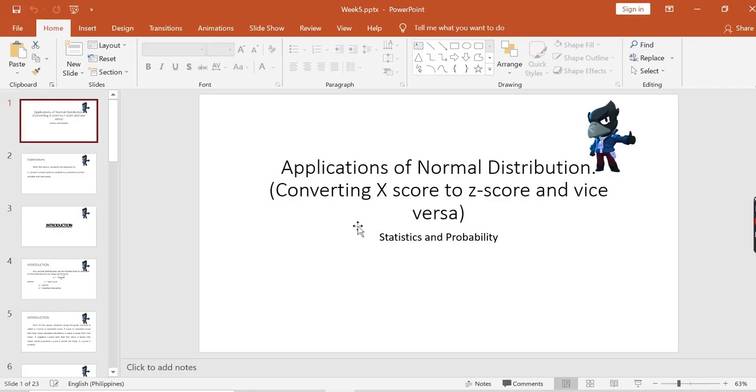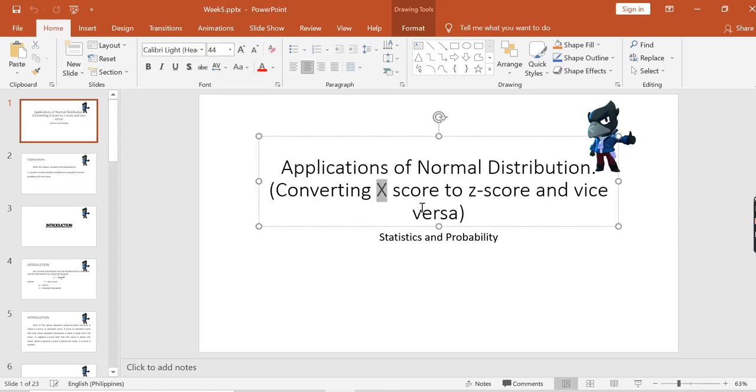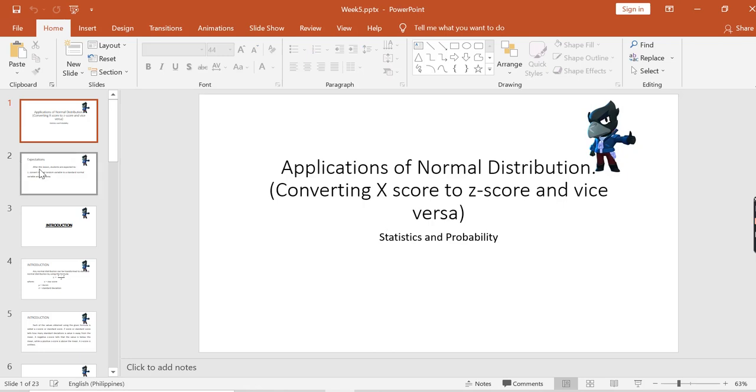Okay, so last time we talked about the properties of a normal distribution and the area under the standard normal curve. This lesson is just a continuation of that. We will see the applications of a normal distribution. We know that the scores under the standard normal distribution are called z-scores. Now, how do we convert a raw score X into a z-score? That will be our topic for today.